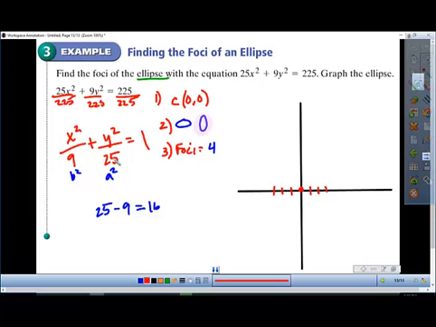Okay, and then our major axis is vertical, so I have to go up 5. So 1, 2, 3, 4, 5. So we could go ahead and draw. These will be our vertices, remember, and then these are our co-vertices right here.